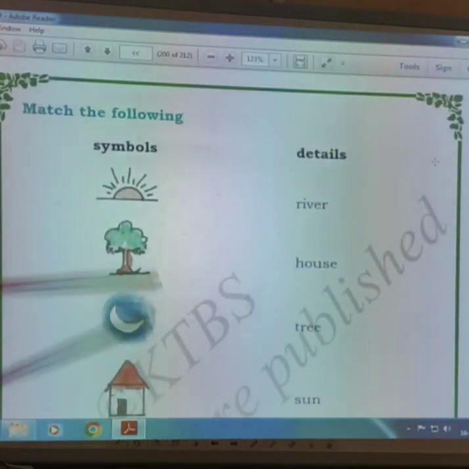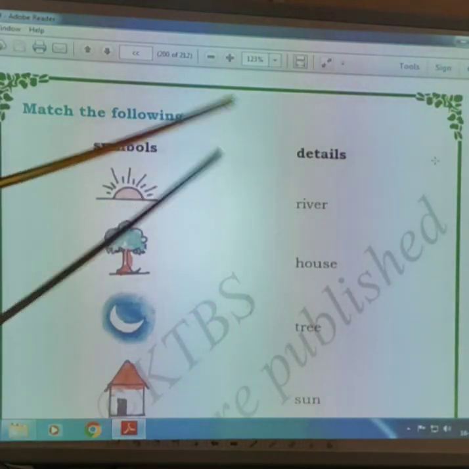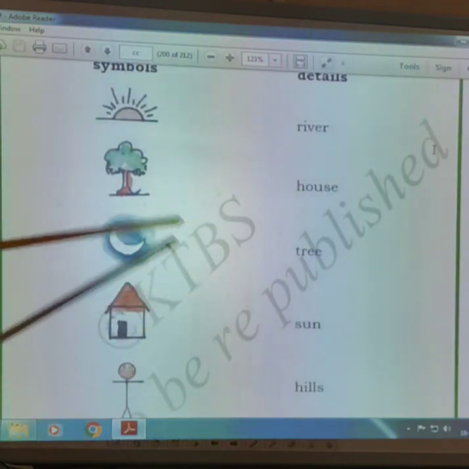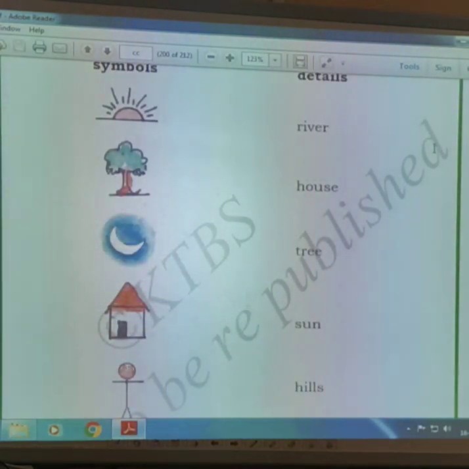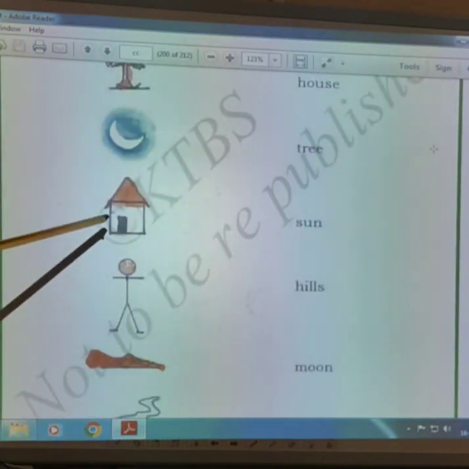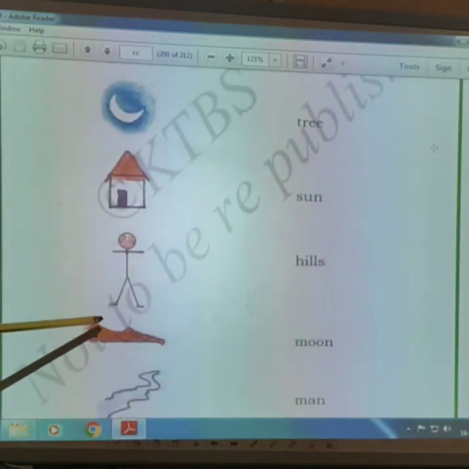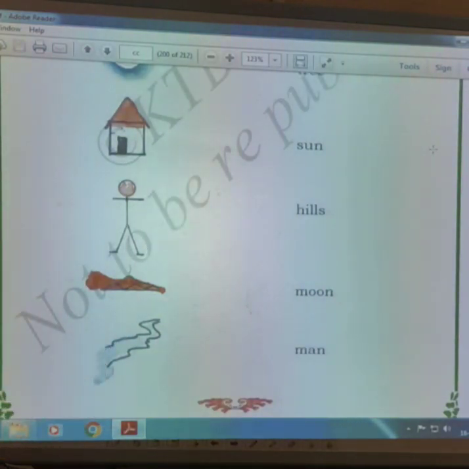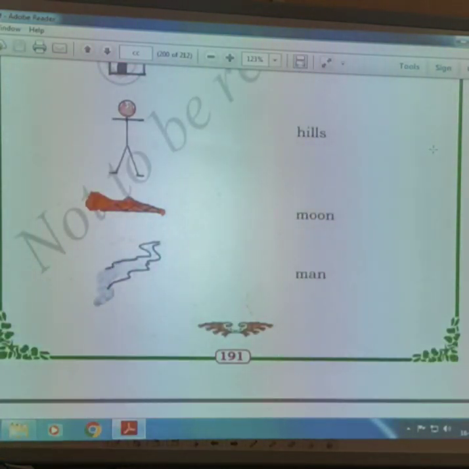Some pictures are there. Match the following. Okay, on the left hand side symbols are there and on the right hand side details are there. What is this? This is sun, tree and moon, and this is the house, and this is a man. Okay, hills, river. Okay children, have you understood?